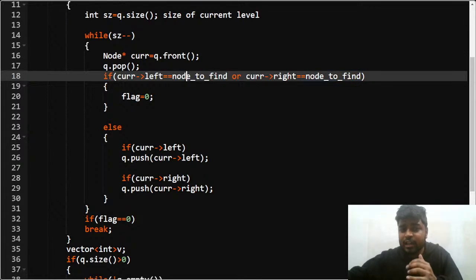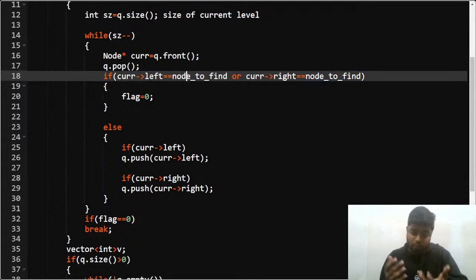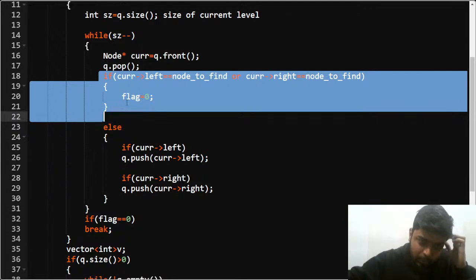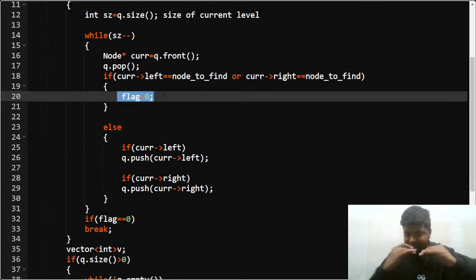so if current's left or right is the node for which I want to find the cousins, then I will not be pushing them into my queue. What's the reason why I'll not push them into the queue? Because it will either be the node for which I want to find the cousin, or it will be its sibling. So that's why I'll not push it, and I'll mark my flag as 0, indicating that I have reached that level.